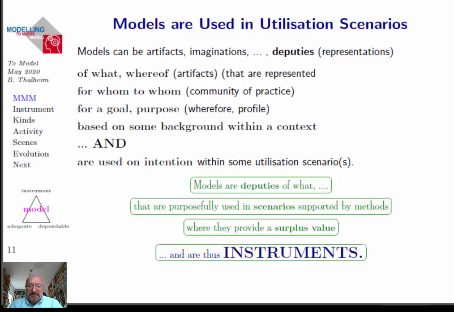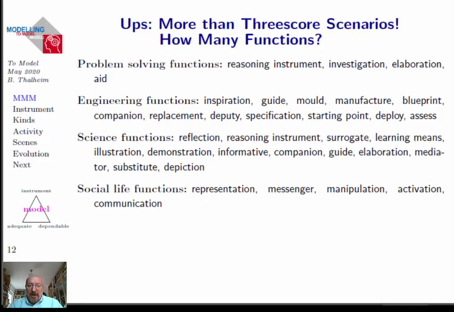For this reason, we want to turn now maybe better to the instrumentation function of a model. Oh my goodness, then we have maybe too many different scenarios to consider. Maybe for problem solving functions, for engineering functions, for science functions, for social life functions, as we have already been considering in our aspect representation in chapter 5 and chapter 10. That is a lot. Maybe we can restrict ourselves a little bit.